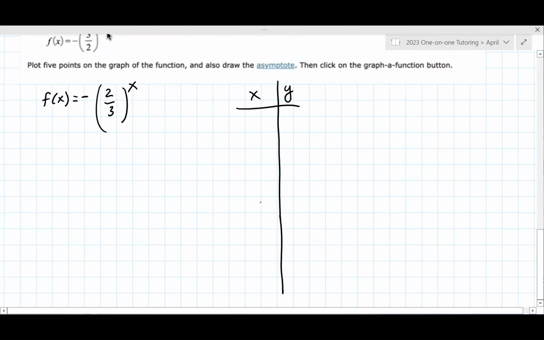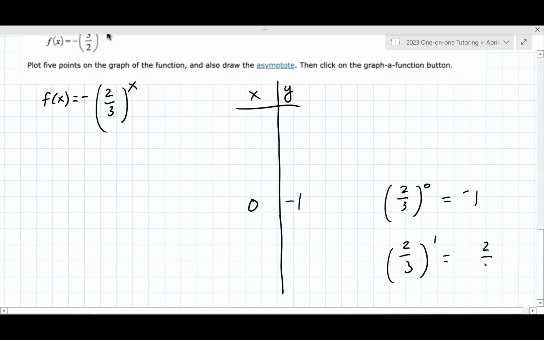X and then Y. Always start at 0. So this is 2/3 to the 0 power. Then negate it. That negative comes all the way at the end. 2/3 to the 0 is 1, negated is -1. Then we'll go to the power of 1.